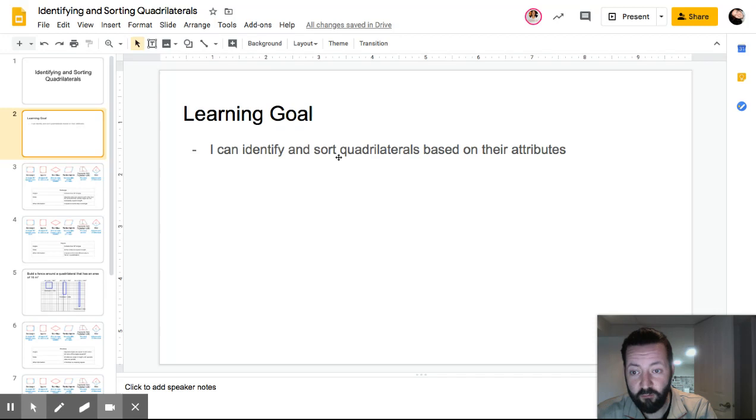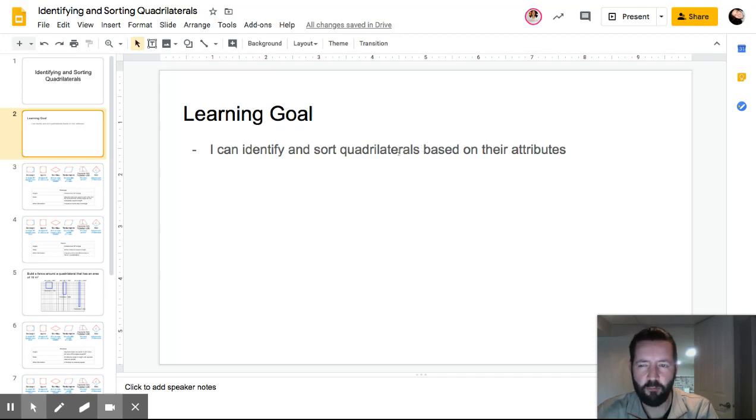All right, I just want to refresh your memory here. Quadrilaterals, if we break that down into its root words, quad means four and lateral means side. So we're talking about four-sided shapes today. And you should be able to sort them. I'll give you a little spoiler alert here. There are 6 different types of quadrilaterals we're going to be learning about today.